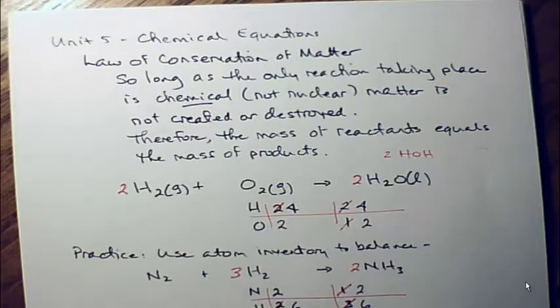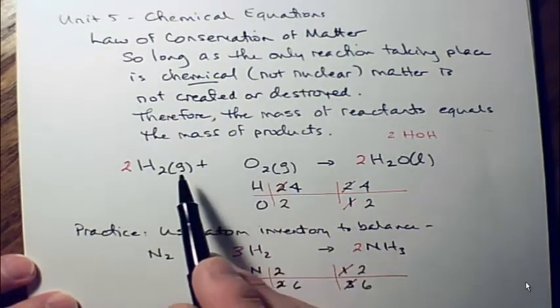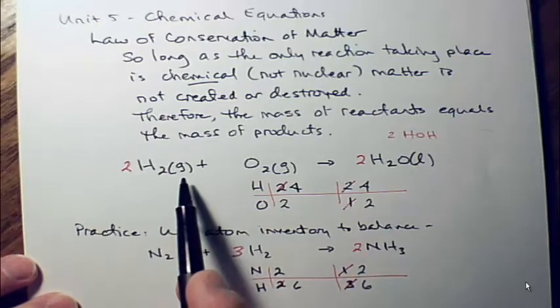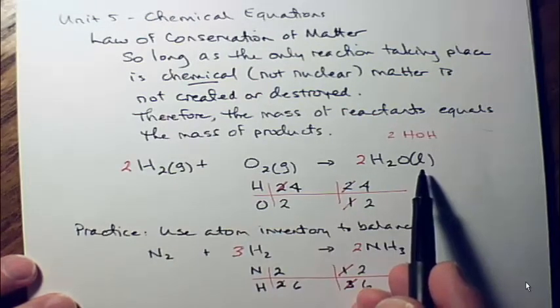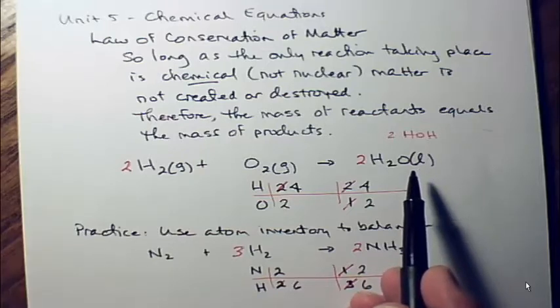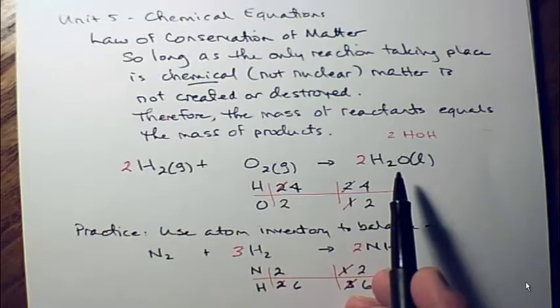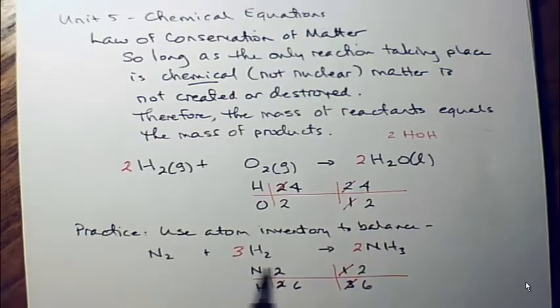Now, while we're right here, let's introduce you to something really quickly. Notice I put a G and an L next to these, and those are the physical state symbols. That tells me that's a gas, and that's a gas, and that's a liquid. So we're going to have to include physical state symbols. They're going to become very important to predicting products when we get to double replacement reactions in this unit.